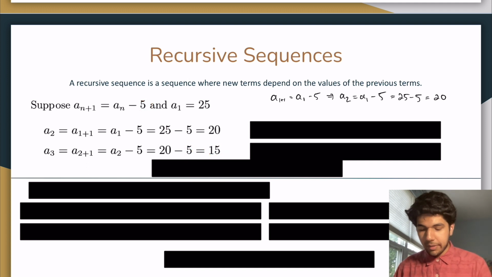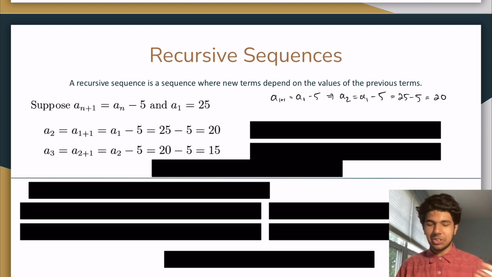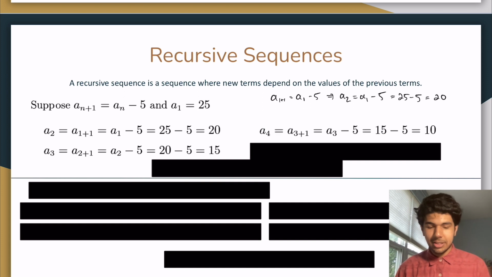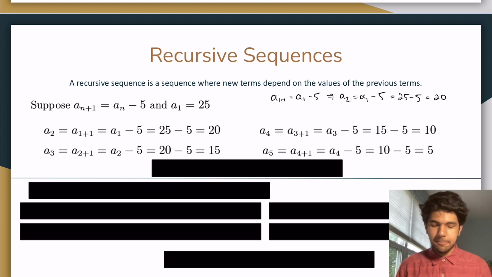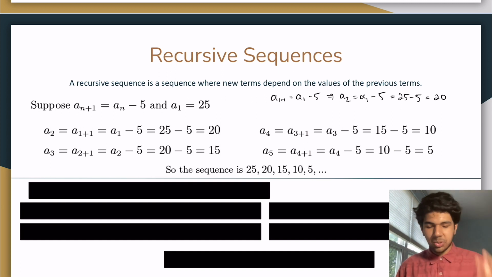Cool. And then we do a sub 4. So we can start to think a sub 4 will be a sub 3 minus 5, which would be 15 minus 5, which is 10. Right. A sub 5, do the same exercise, you should get equal to 5. And that means our sequence is 25, 20, 15, 10, 5, etc. Let's take a look at another one.